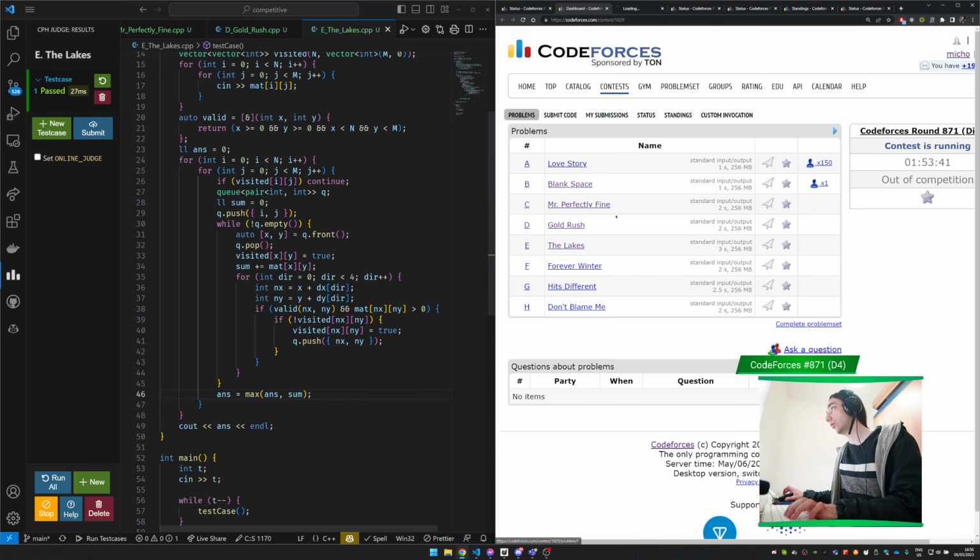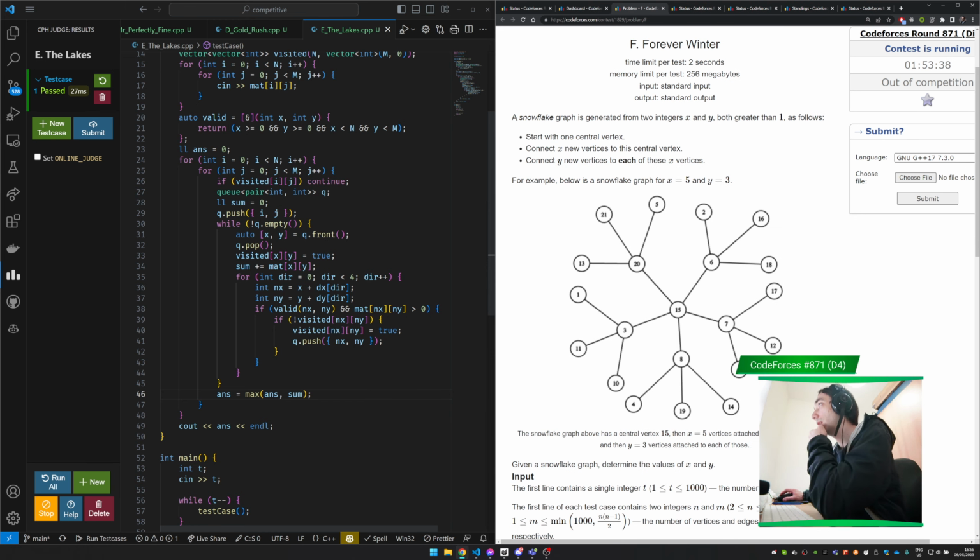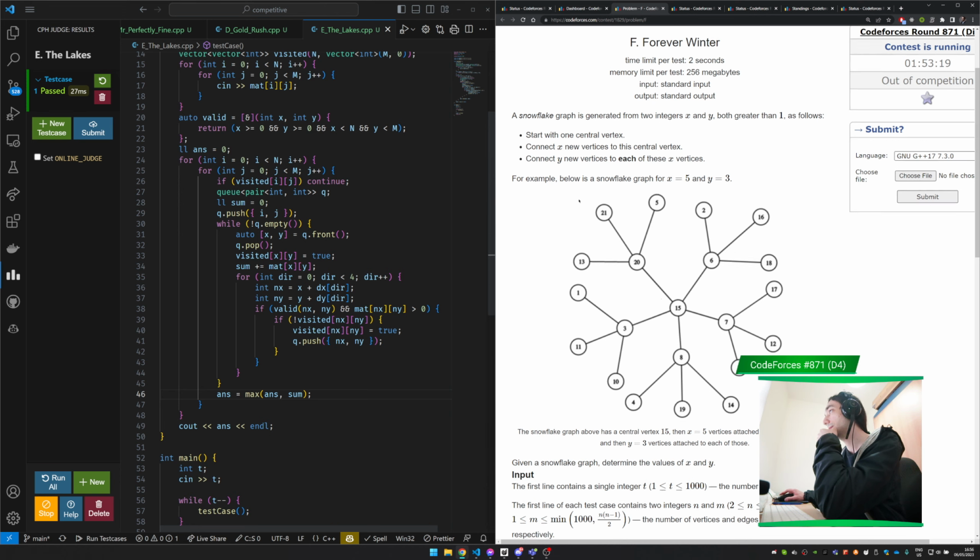Okay, let's go to F. A snowflake graph is generated from 2 integers x and y. Start with 1 vertex, connect x new vertices to the central vertex, connect y new vertices to each of the x vertices. So first like this, then okay.